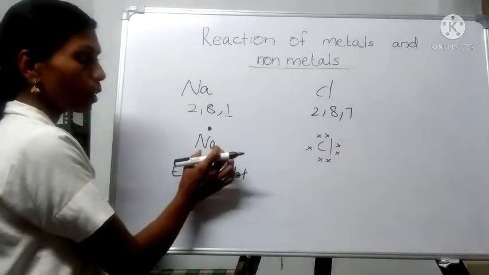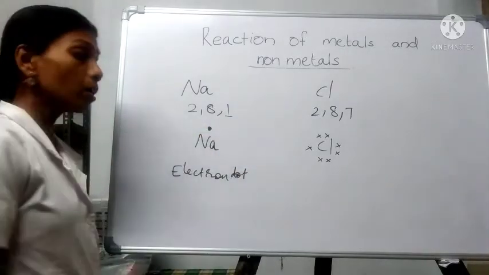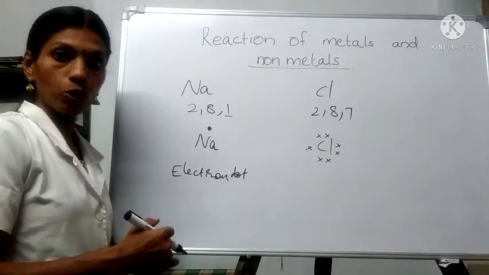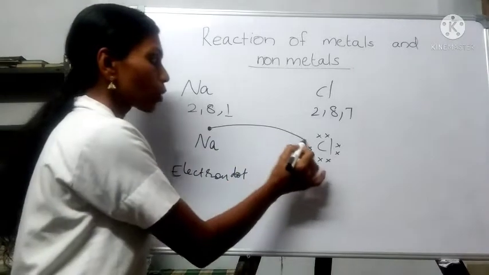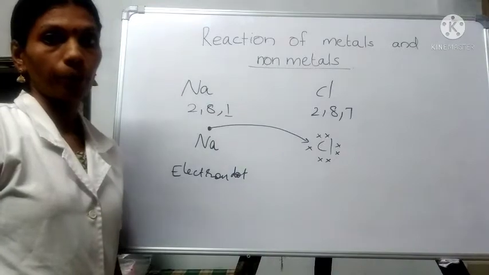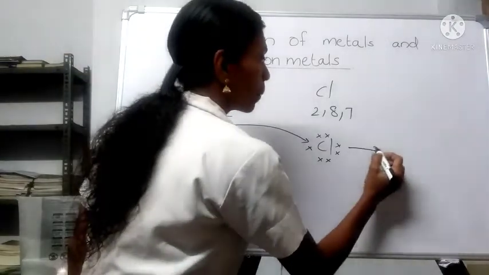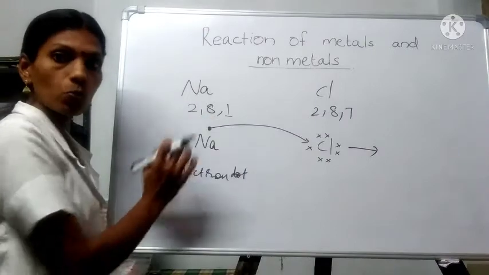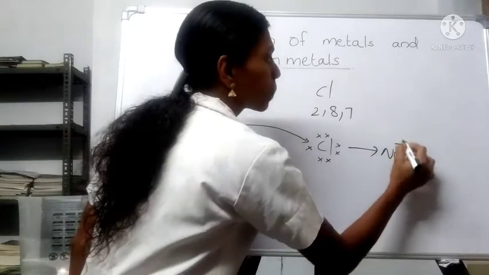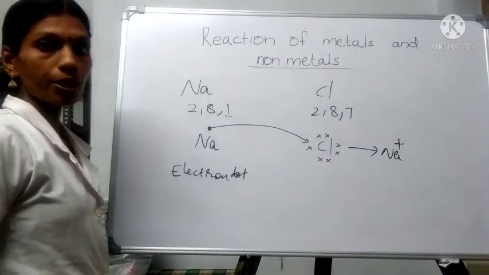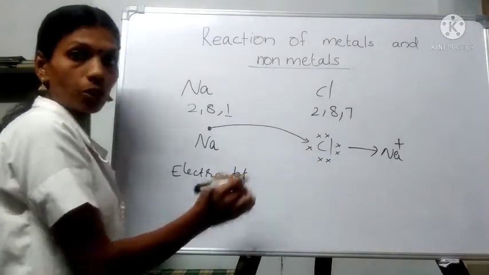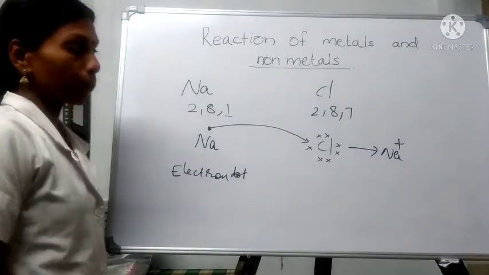Okay. Now when sodium and chlorine combine together, what will happen? Since sodium has a tendency to lose this electron and chlorine has a tendency to gain electron, sodium will give this electron to the chlorine atom, or this electron is transferring from sodium to chlorine. And as a result, what will happen? Since sodium is losing this 1 electron, it is getting 1 positive charge. So that we can represent like this, Na+. It is getting 1 positive charge, that we can represent like this. And what will happen to this chlorine? It is gaining 1 electron. So it is getting 1 negative charge.